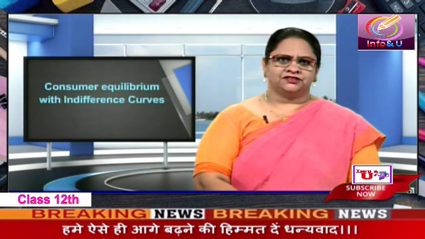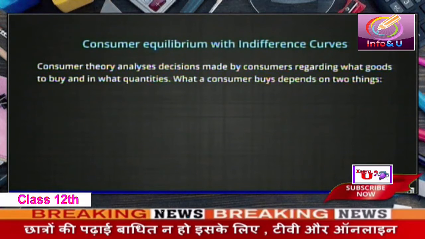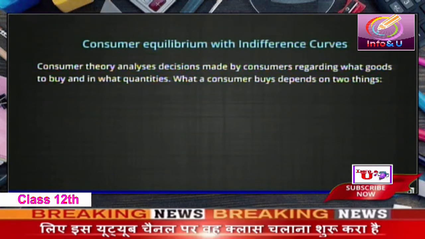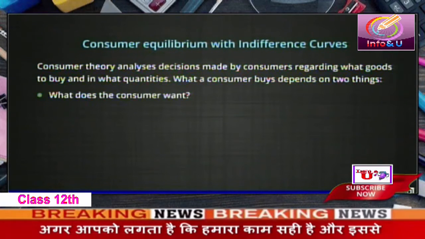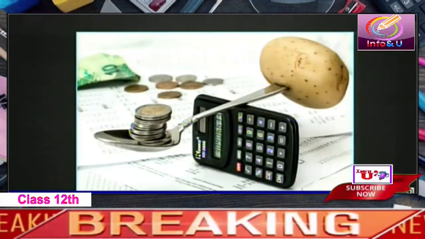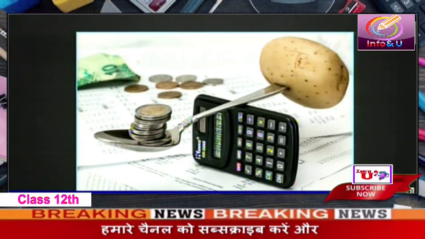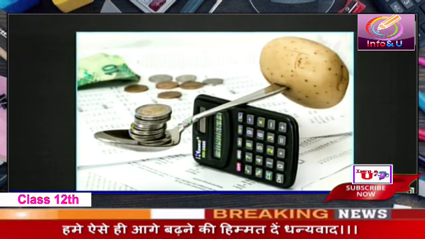As already mentioned, consumer theory analyzes decisions made by consumers regarding what goods to buy and in what quantities. What a consumer buys depends on two things. What does the consumer want? And what can the consumer afford to buy? Let us examine the second question first. What are the combinations of goods that the consumer can afford to buy?